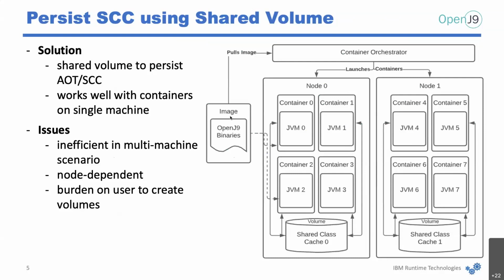And the problem with this solution is that it does not work very well when we have multiple machines. If the containers land on different nodes, you have to start fresh again. It seems okay when we have 2 nodes here, but if you have hundreds of nodes, then that's hundreds of cold runs, and that's the main issue with this solution. Additionally, users have to create the shared volume themselves and manually map them to the containers, which is not ideal either.